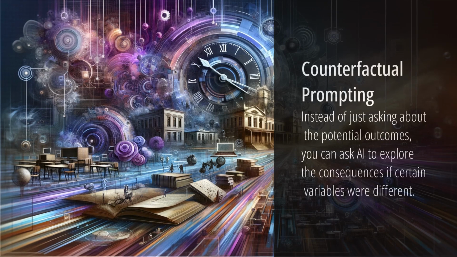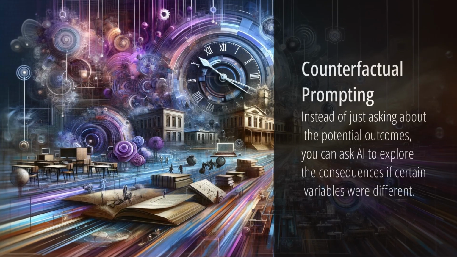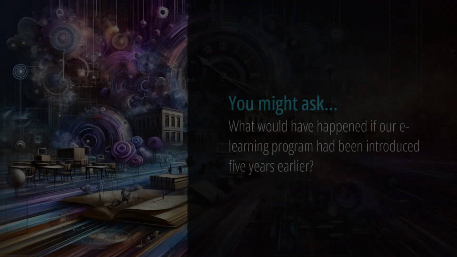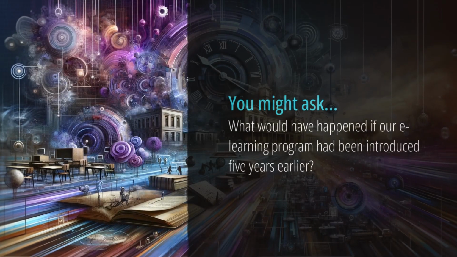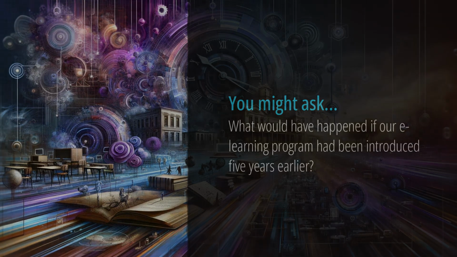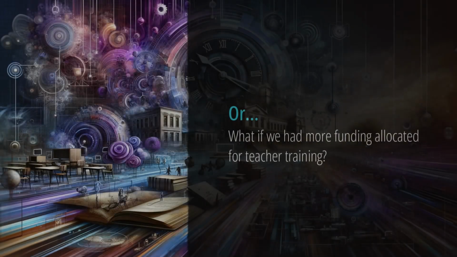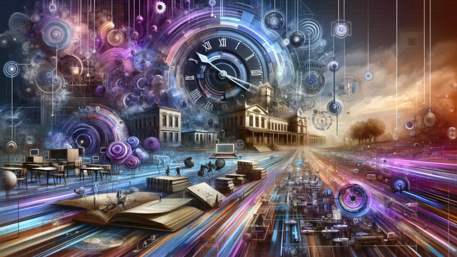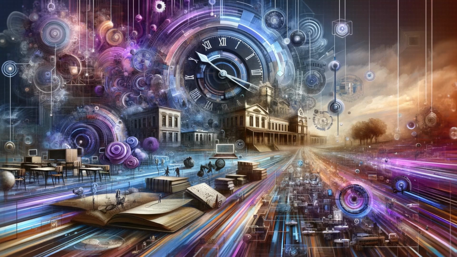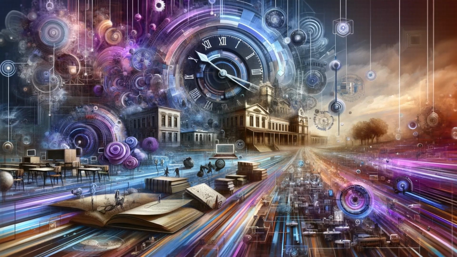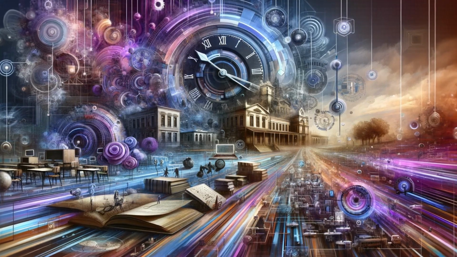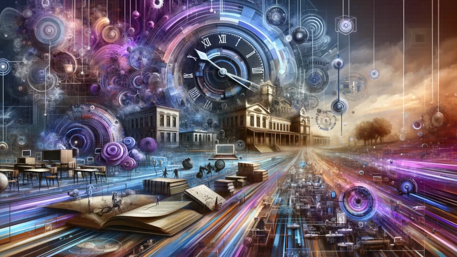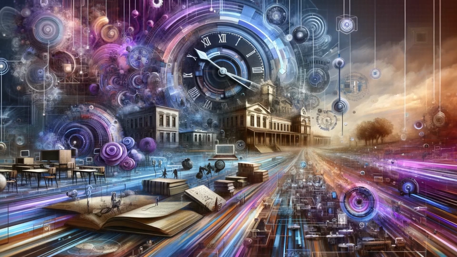Instead of just asking about the potential outcomes, you can ask AI to explore the consequences if certain variables were different. For instance, you might ask, what would have happened if our e-learning program had been introduced 5 years earlier? Or, what if we had more funding allocated for teacher training? The AI, with its immense knowledge and analytical capabilities, can craft responses that take you on a journey through these alternative scenarios. It can help you visualize the potential impact of different decisions, funding allocations, or implementation timelines.